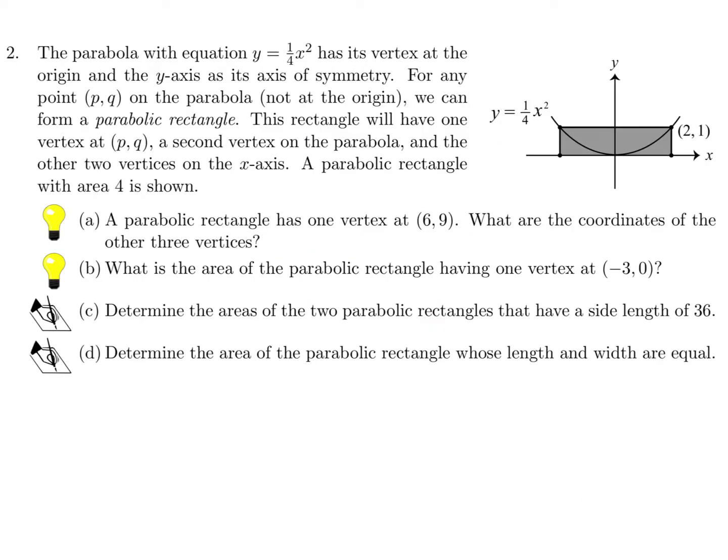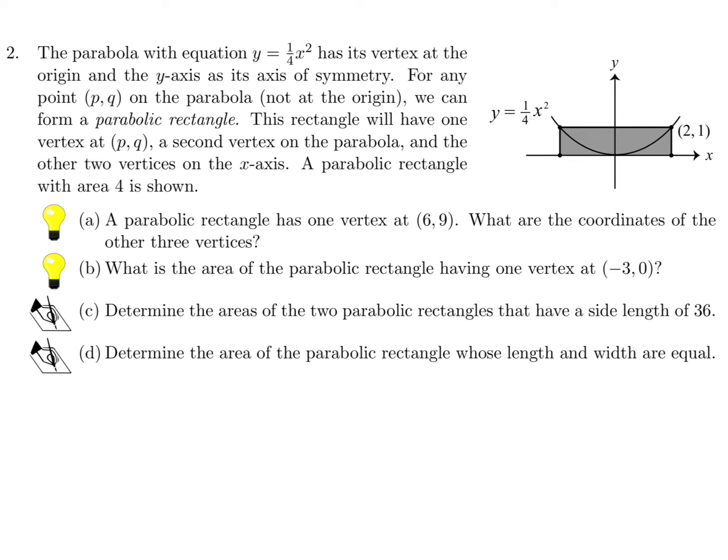The parabola with equation y is equal to x squared over 4 has a vertex at the origin and the y-axis as its axis of symmetry. For any point P, Q on the parabola, we can form a parabolic rectangle. The rectangle will have one vertex P, Q and a second vertex on the parabola, and the two other vertices on the x-axis. A parabolic rectangle with area 4 is shown.